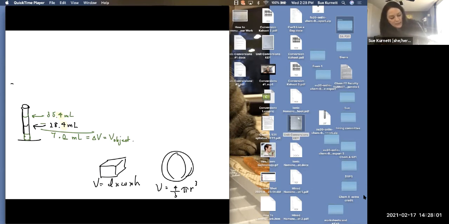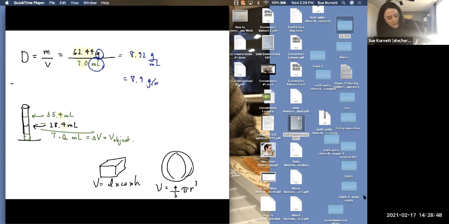Well, you know the formula for density is mass divided by volume. And the mass given was 62.44 grams, so it must have been measured on a centigram balance. And the volume that we have is 7.0 milliliters. And so the answer I get was 8.92, and the units are grams per milliliter. And we had 4 sig figs and 2 sig figs. So I use the smaller number, 2 sig figs. My answer is 8.9 grams per milliliter is the density of that object.